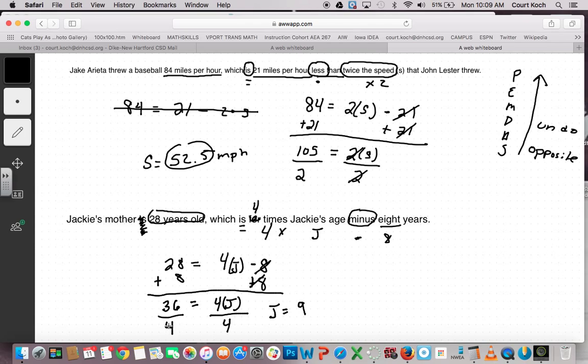Because 36 divided by 4 is 9. This cancels. So J equals 9. So that means Jackie is 9 years old. Now, I get to apply my number sense again. Does it make sense that a 28-year-old mother has a 9-year-old daughter? Absolutely it does. So I'm going to stick with this.